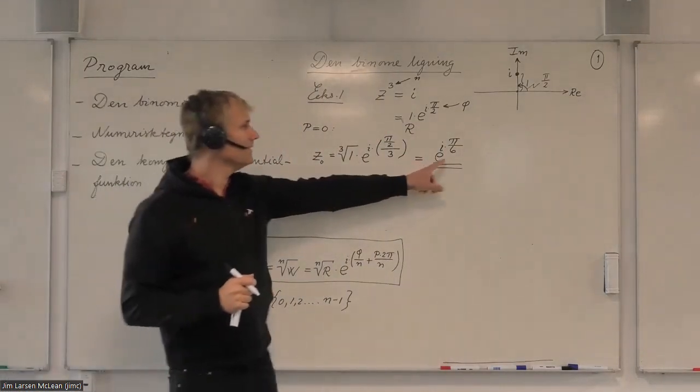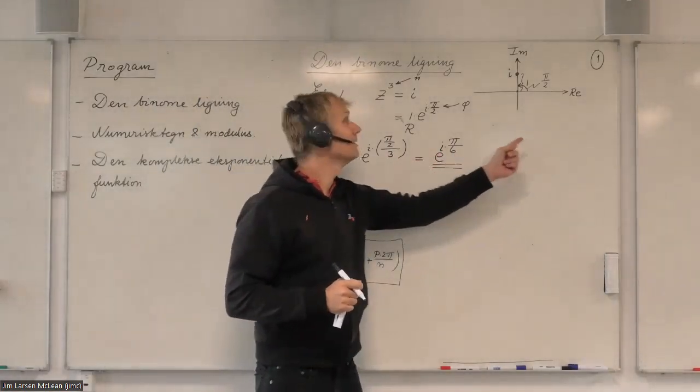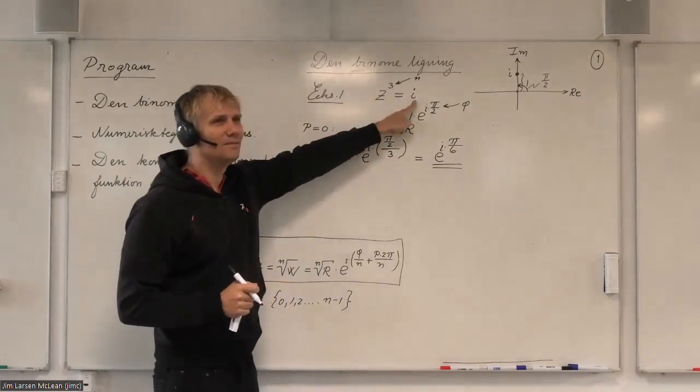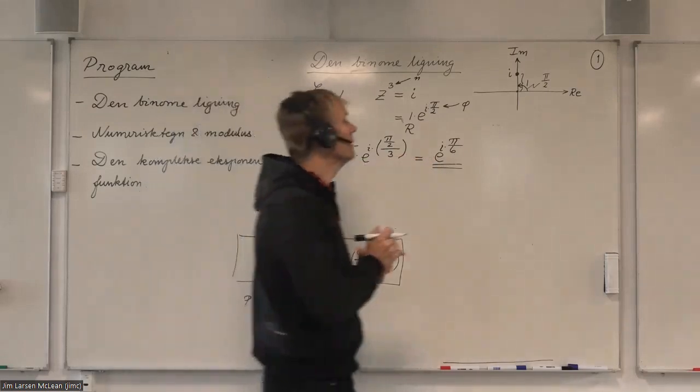So what exactly is this number? It's the number that has the property that if you multiply it by itself 3 times, you get i. And can we sketch where that number is located? Yes, we can. We're looking at the unit circle.